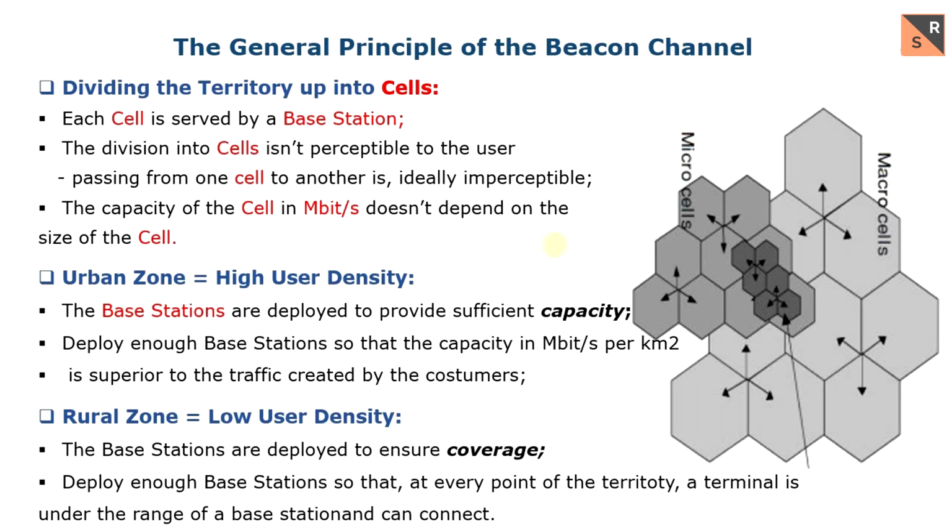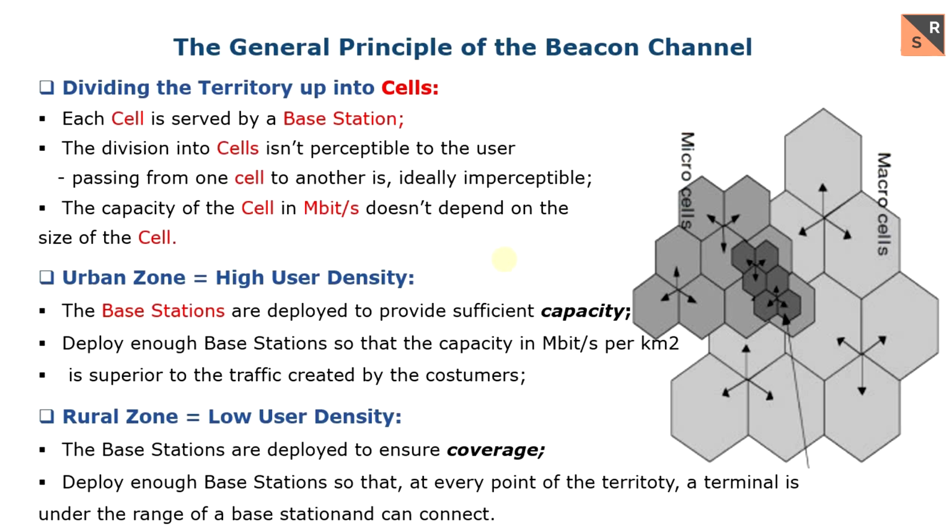The concept of cell consists of dividing the territory into cells, each one served by one base station. For people who can access the network, the terminals connect to the base stations, and the signal is then sent into the network. Ideally, the division into cells is imperceptible to the user. That's the objective. Passing from one cell to another when the user moves should be completely invisible.